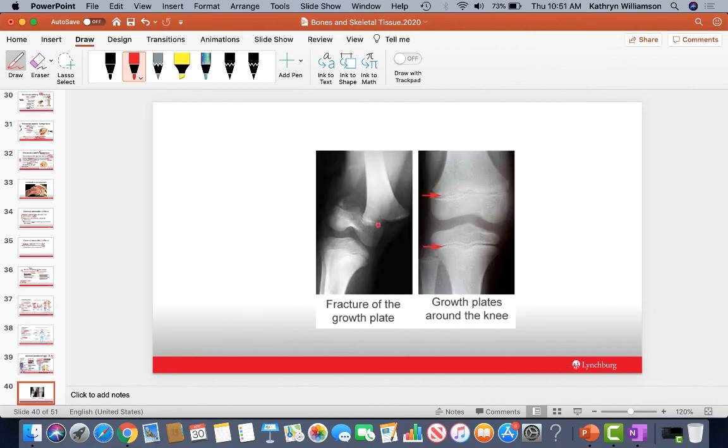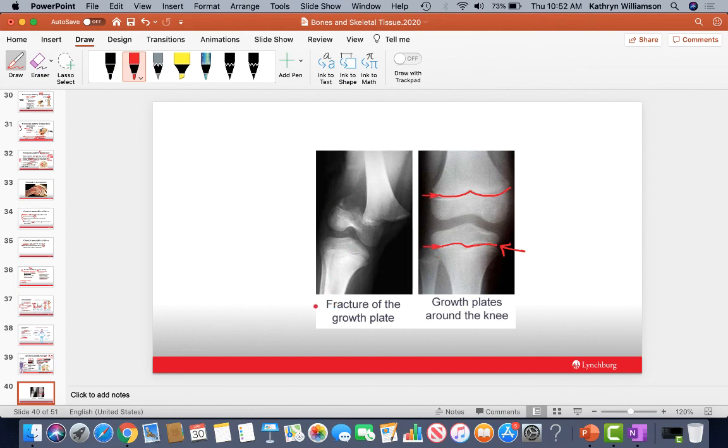This is an X-ray showing you growth plates around the knees. It kind of looks like it would be a fracture line, but you know that it's not, because of where it is and how this looks. The line that you see is an epiphyseal plate, because cartilage is not radio-opaque, so it just shows up as a space between the bones.